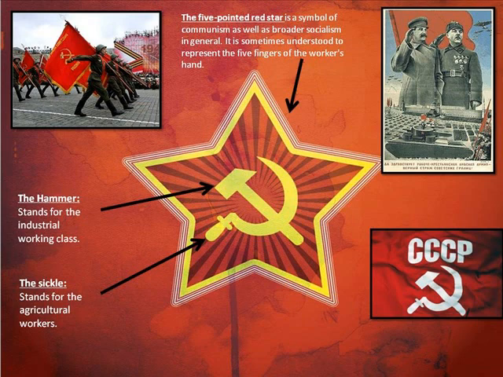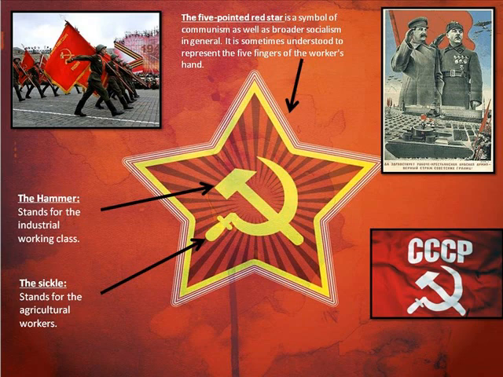Okay, so what we have here on our slide is the hammer and sickle, the flag, basically. And you see the CCCP? Yeah, that's what we call it, but in Russia, it's SSSR. And that is the USSR, the Union of Soviet Socialist Republics. So we have the hammer, which stands for the industrial working class. The sickle stands for the agricultural workers. Get it? You use a sickle when you harvest wheat.